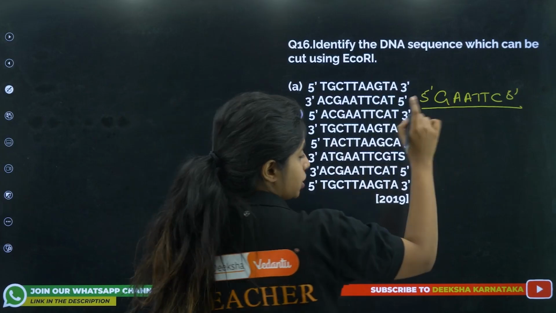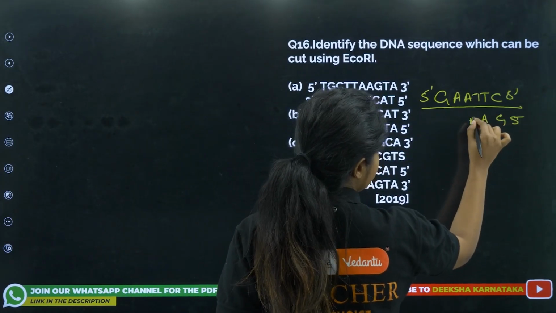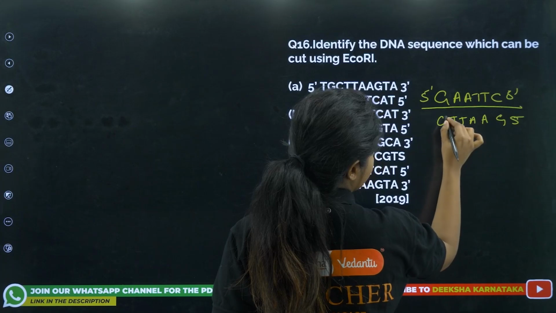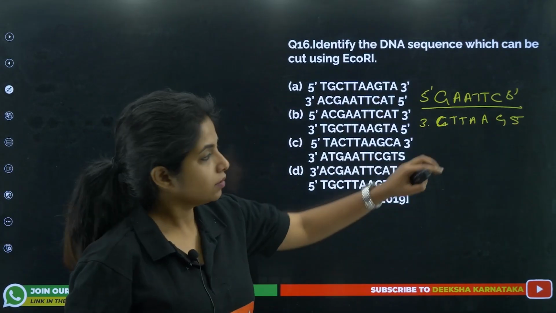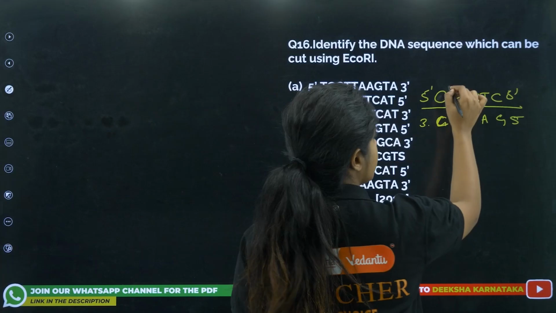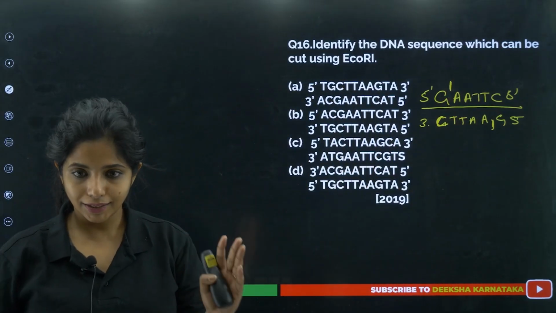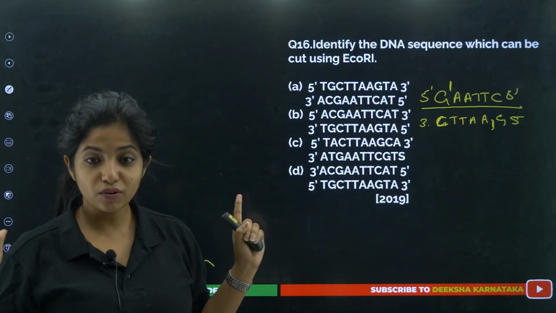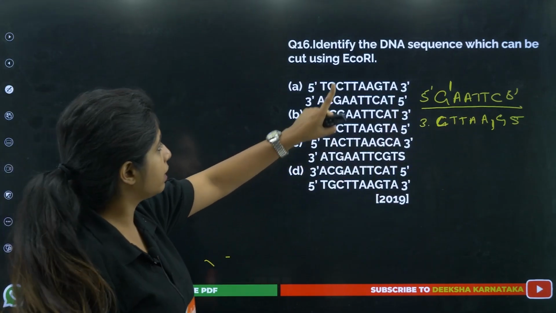GAATTC, 5' to 3' direction. Similarly, if you make the opposite strand, it will be GAATTC, again 5' to 3' direction. These are the two strands. So they will be making a cut over here and a cut over here whenever they see the site. Okay? Please remember it. They have sites which are palindromic to each other. So this is a site, let's search for it.